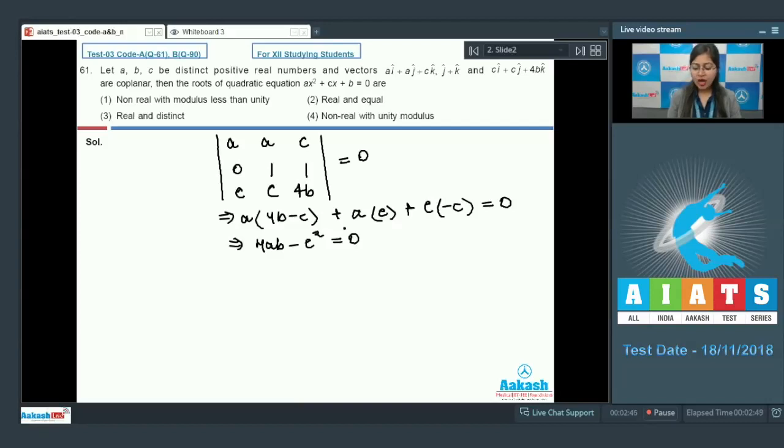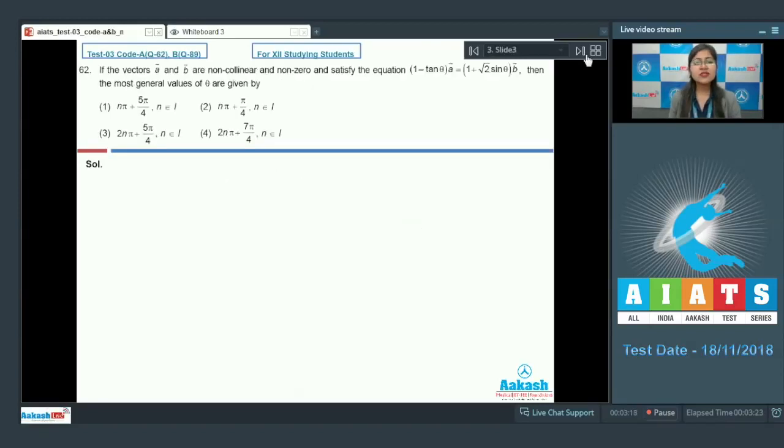Right? Now we have to find the roots of quadratic equation AX square plus CX plus B equal to 0. So the discriminant of that will be equal to C square minus 4 into A into B. Right? Now from 1 we can see that C square minus 4AB is equal to 0. Now for a quadratic equation we know that if discriminant is equal to 0, then the roots are real and equal. Right? So the correct answer is option number 2.